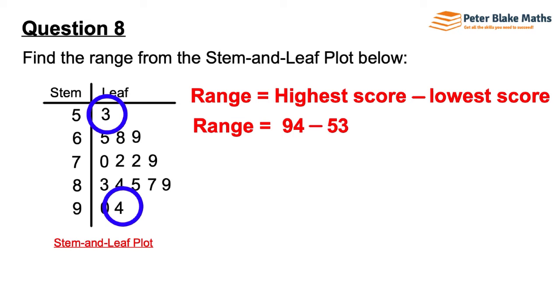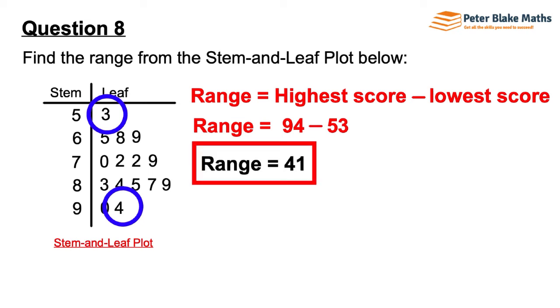So don't just take the leaf, it's got to be joined with the stem. The stem kind of forms the tens column there, and the leaf the units column in this case. So our range can be read off by 94 minus 53. We have a range of 41 shown in the stem and leaf plot.